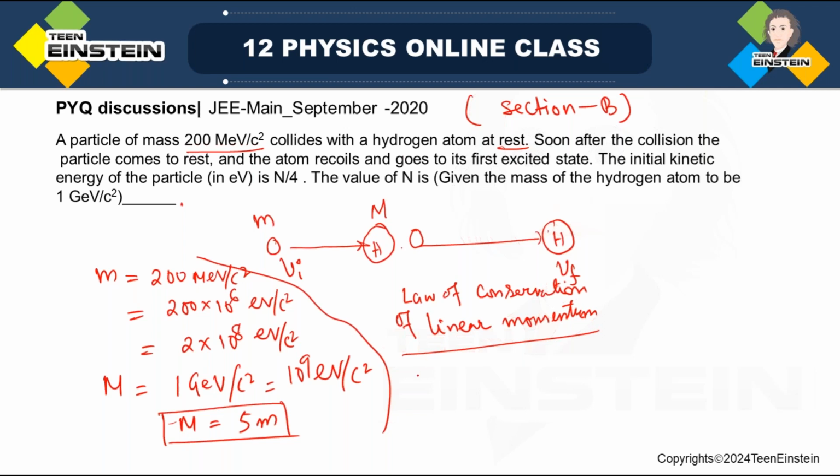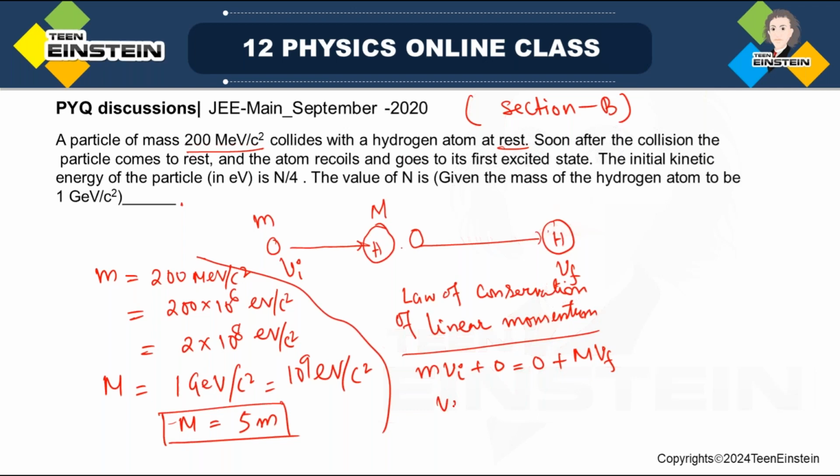I can write initial momentum was mvi plus 0 is equal to 0 plus MVf. Vf is the velocity of the hydrogen, final velocity.